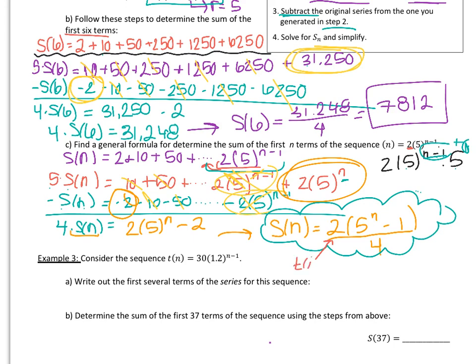So t1 or a1 is how you'll see it referred to in formulas. Where did this 5 come from? Looking back, that's our multiplier, so that's r. This minus 1 is just a part of every formula. And this 4 is 1 less than our multiplier r, so this 4 comes from r minus 1. I'm highlighting those patterns because we're going to use this in the next problem.